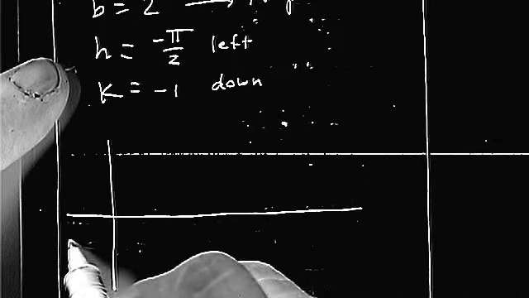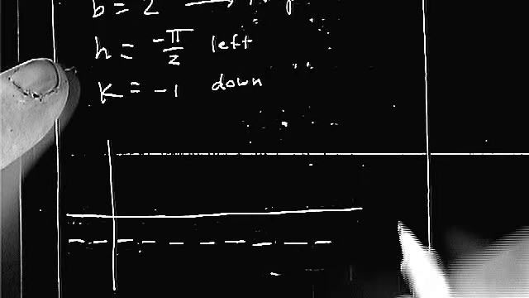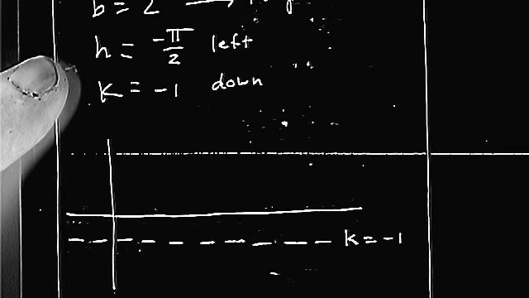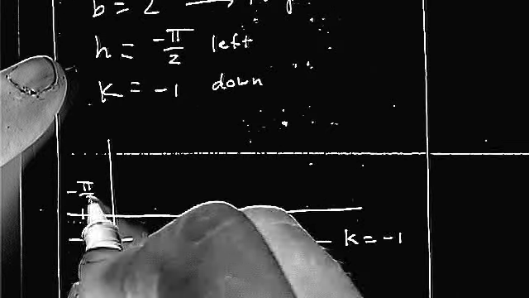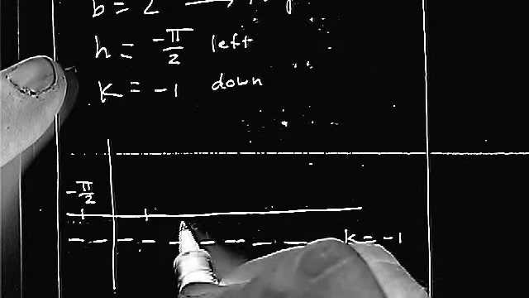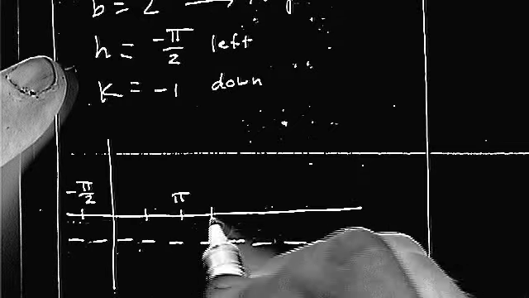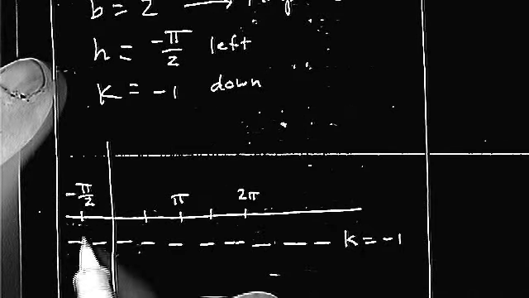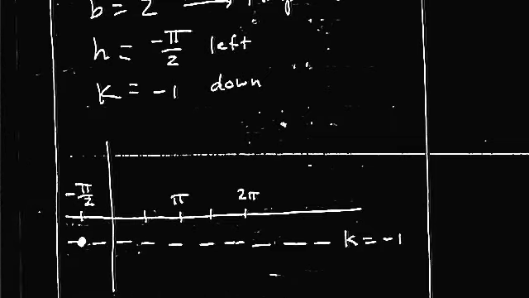So, if I want to graph this thing, first I find my center line. That's k equal to negative 1. I'm going to be moving this thing to the left pi over 2, so negative pi over 2. So that's pi, 2 pi. So h, k, negative pi over 2 and negative 1 is right here. That is a location on my curve, according to what we know about sine functions.